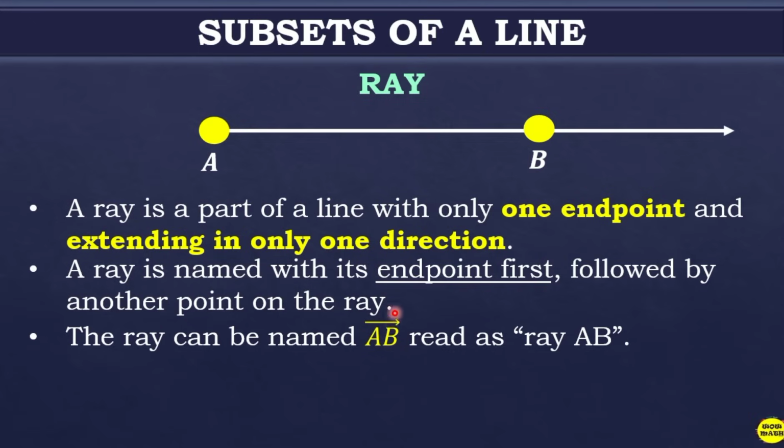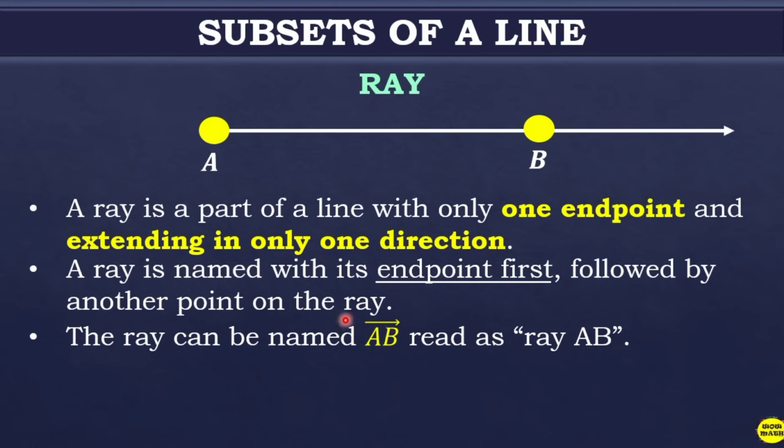Ang arrow niya ay lagi pong nasa kanan. Ang endpoint po lagi ang nasa unahan. Kaya nga po sabi dito, array is named with its endpoint first. Kaya ang symbol niya ganun din. Endpoint muna bago yung infinite direction.